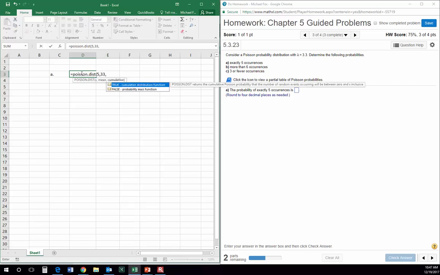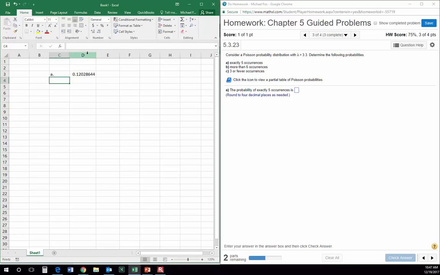And cumulative, again, if we put true, then we're asking what's the probability that it is 5 or fewer occurrences: 5, 4, 3, 2, 1, or 0. If we say false, then we're asking what's the probability that it is exactly 5? Oh, look, I almost made a mistake. It should be 3.3, and I spelled false wrong. I'm just making lots of mistakes.